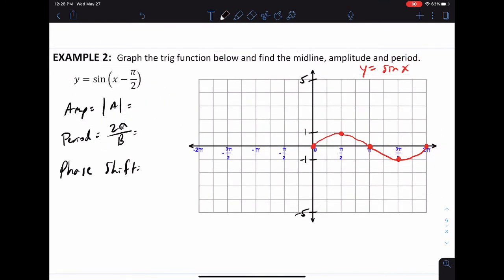Okay, so example number 3. Okay, so A. So the amplitude is A. So we got a 1 in front, so that means our amplitude is 1, so it means it's not going to be vertically stretched or compressed at all. Our period is also going to be the same because B is still 1. So it's going to go a full cycle of 2 pi.